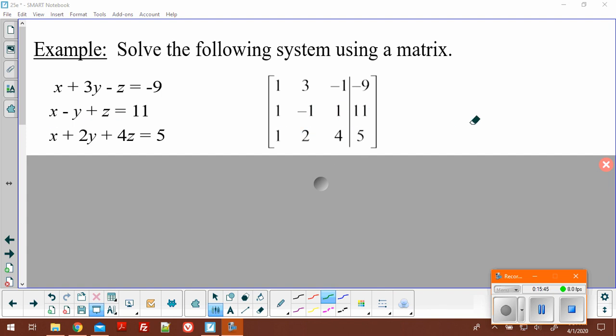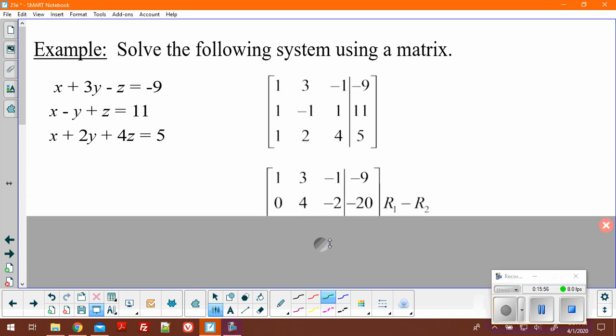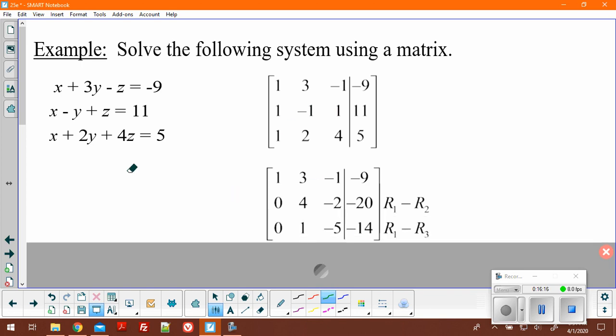Okay, so if I wanted to eliminate x, for instance, here and here, what would I need to do? Well, I could just subtract row 1, row 2. So 1 minus 1 is 0. 3 minus -1 is 4. And -1 minus 1 is -2. -9 minus 11 is -20. Okay, same with the last row. I could just do row 1 minus row 3, and I would get this line here.